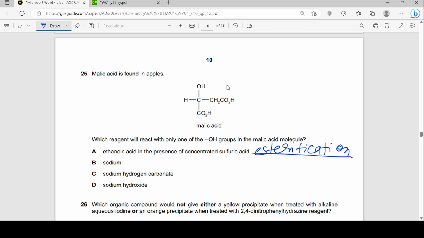So esterification is not going to take place for the OH groups of these two carboxylic acid groups, but this OH will definitely react. So I would say that the answer would just be A then, right? But let me check the other options.